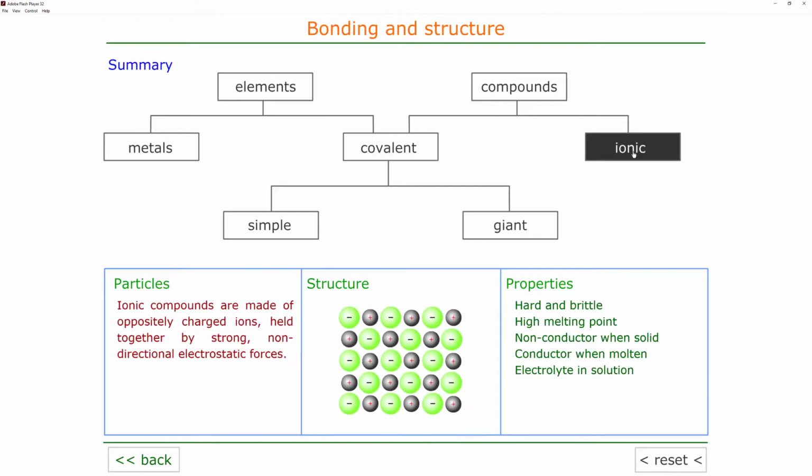Ionic structures, of course, only occur in compounds. We have to have positive ions and negative ions, and they're held together in a giant structure of many, many, many electrostatic attractions.